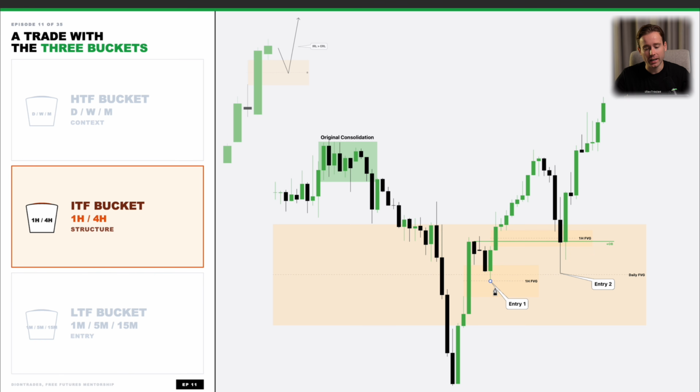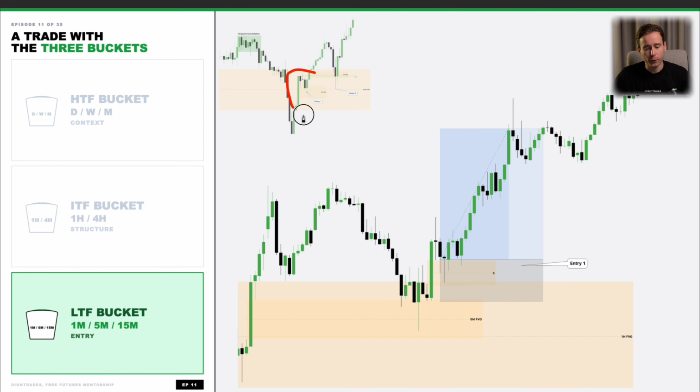So then we need to check again, in this fair value gap, we could have taken an entry, and in this fair value gap, we could have taken an entry. Let's see how we could determine that on the actual lower time frame, how to execute this. And now we're looking at entry 1 in the first fair value gap.